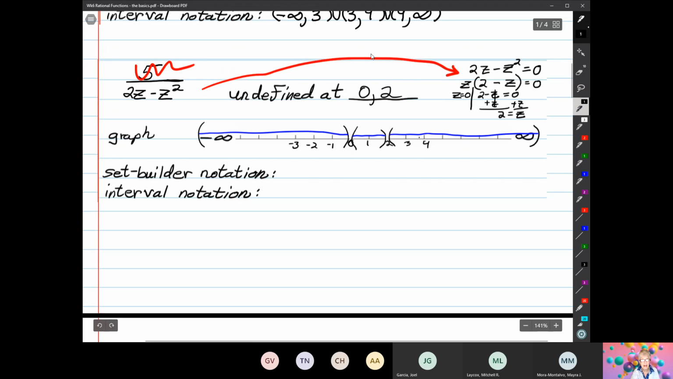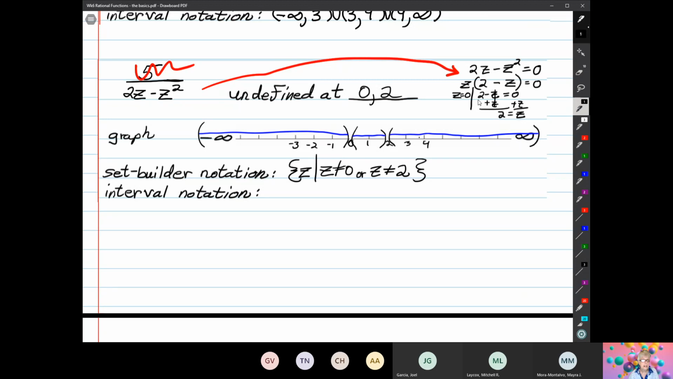Okay, now set builder notation. Squiggle, and there'll be a squiggle over here. And now we have z, so all z such that z doesn't equal 0 or z doesn't equal 2.